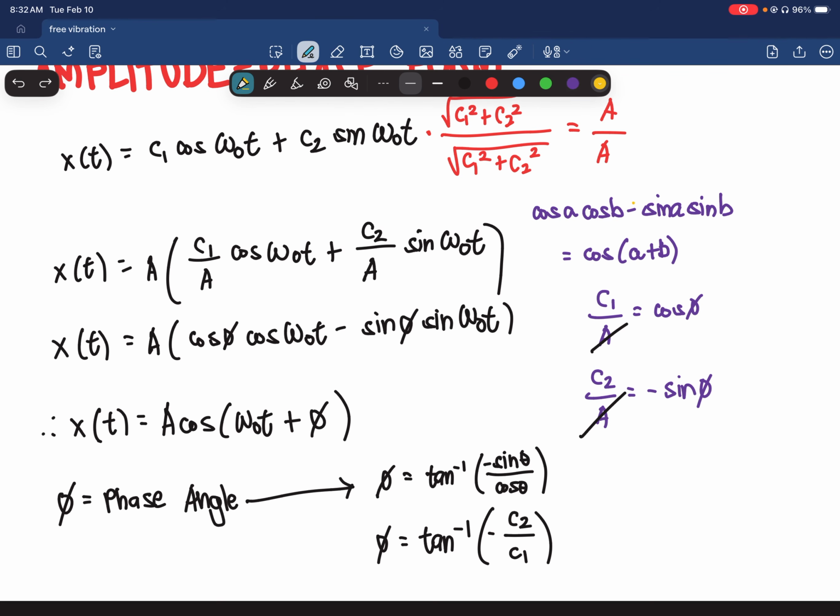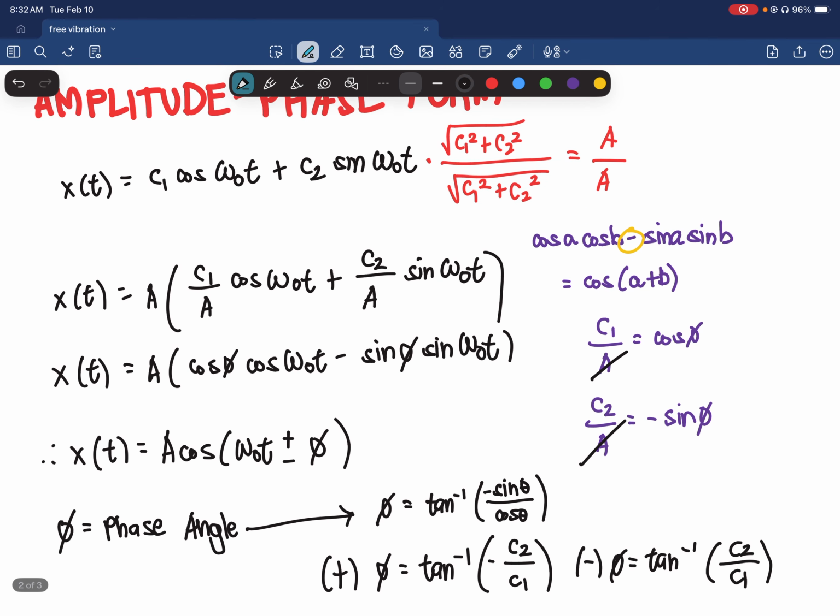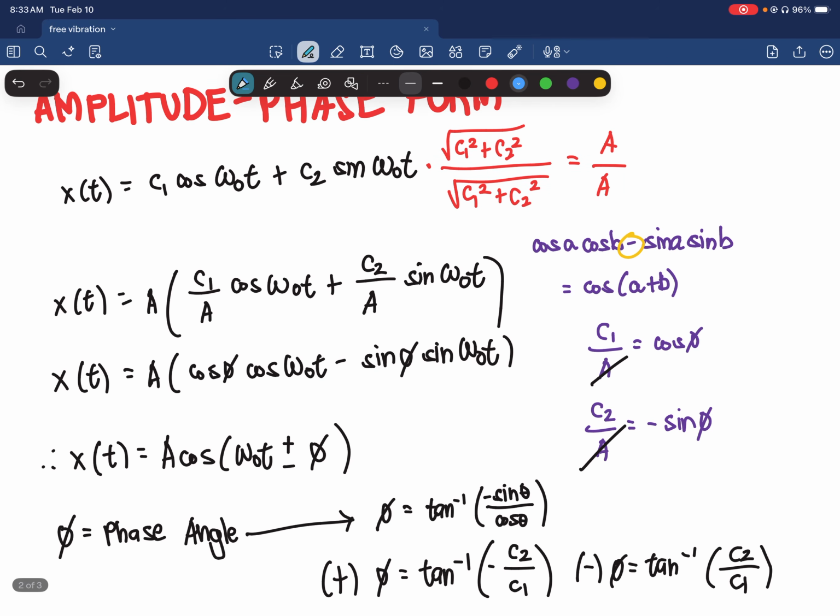And that is because of the identity we used here. If we used one that would yield positive, then ito yung magiging negative. That's why I emphasized the sign earlier. Kapag negative yung sign dito, then we just oppose the sign. Inverse tangent of C2 over C1. Again, it's a matter of perspective since we're dealing with waves. So, to clear the confusion, yan yun. And this is our amplitude phase form.